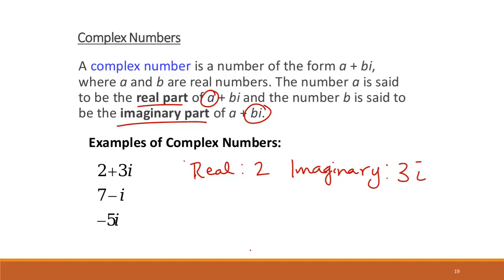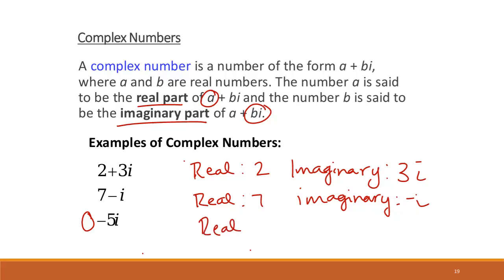These are other examples of complex numbers. 7 would be our real part. Negative i would be our imaginary part. And then here, you might think, well, this is just an imaginary number, but every imaginary number can be written as a complex number, because the real portion is just 0 here. So we have a real portion of 0, and the imaginary portion is negative 5i.